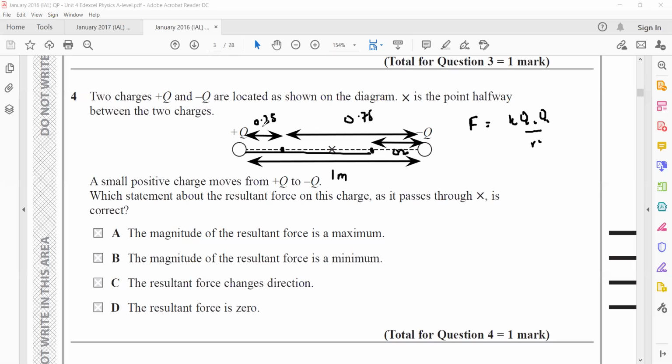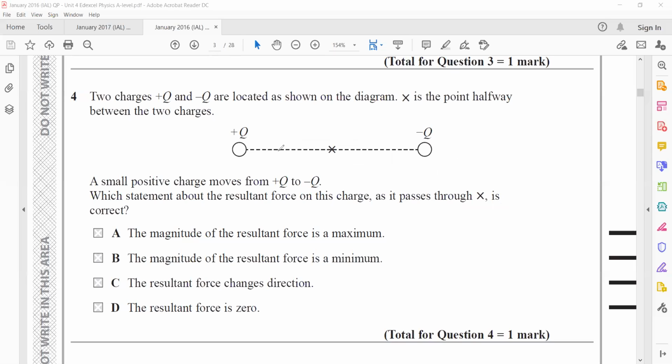When it is at 0.25, if we increase the distance so that the distance is double, how will the force decrease? The force will decrease by 4. So the force at exactly 0.5 meter, from either plus Q or minus Q, decreases much more compared to any other point. The resultant force is F1 plus F2, so it's better to use values and work it out.